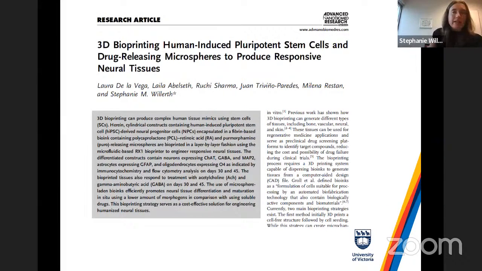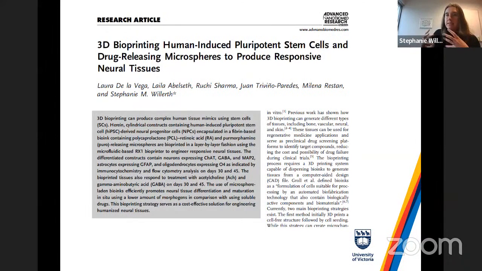So the first type of bioprinting I just wanted to talk briefly about today was some work done by one of my co-founders at Axolotl, my former superstar PhD student, Dr. Laura De La Vega. So this paper, which came out in Advanced NanoBiomed Research, we actually used 3D bioprinting to print essentially functional mini spinal cords, which was super cool. And in addition to our base ink that we call TissuePrint, in this case, we actually incorporated drug-releasing microspheres that would slowly release the small molecules purmorphamine and retinoic acid over time.